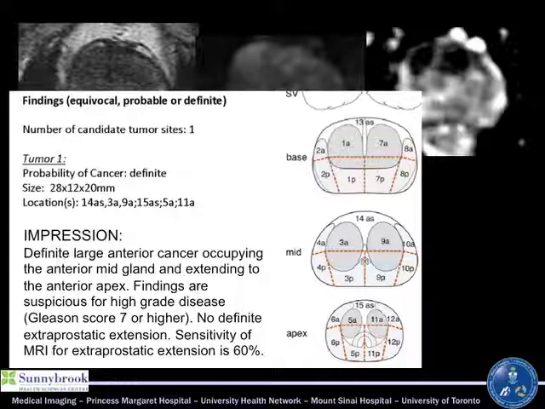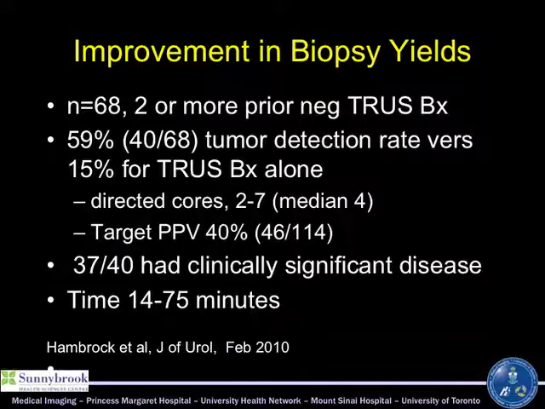with the sensitivity number for extraprostatic disease given in the report. So I think this hopefully provides enough information for you to direct biopsy and to know what to do with the patient. What's the data on improvement of biopsy yields?